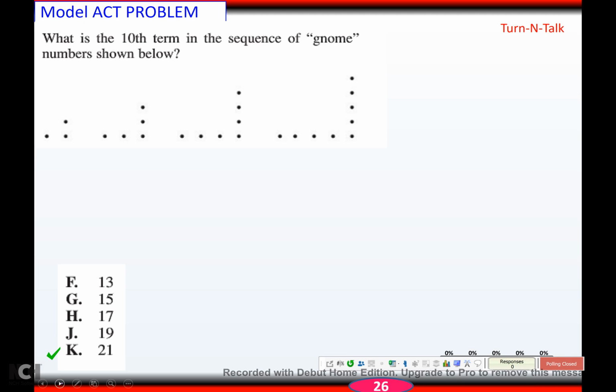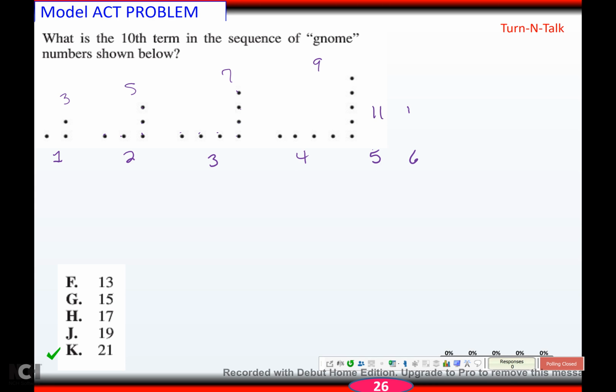Okay, it says, what is the 10th term in the sequence of the gnome numbers shown below? Well, this is the first term when it has 3 dots. The second term has 1, 2, 3, 4, 5 dots. The third term has 1, 2, 3, 4, 5, 6, 7 dots. The fourth term has 9 dots. So we got to figure out the 5th term. Well, they're going up by odds. 3, 5, 7, 9. So the 5th term is going to be 11.